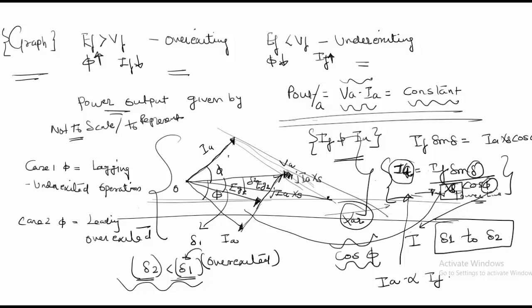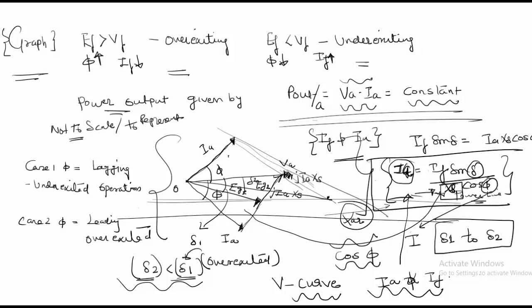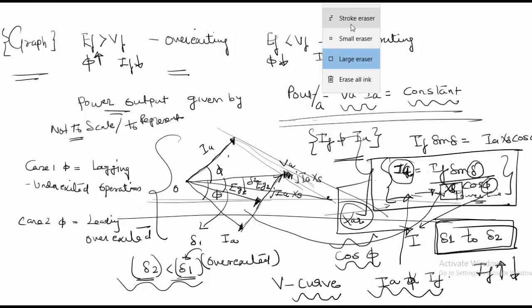Or IA and IF, a relationship between IA and IF. So this curve is what is known as the V curve for the synchronous machine. It is based on this equation, and as you can see, the delta will vary as my IF changes, increasing or decreasing. This is what gives rise to the V curve for the machine.